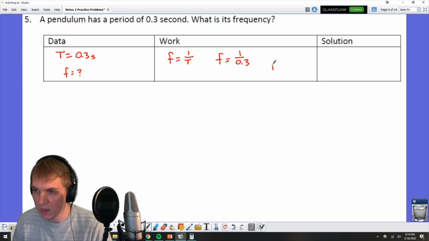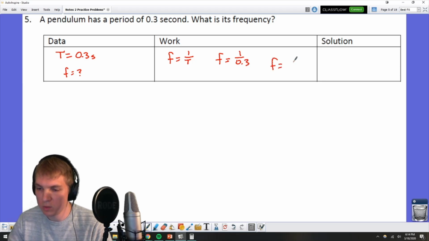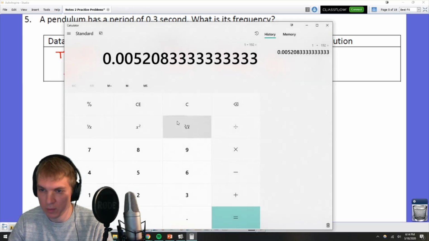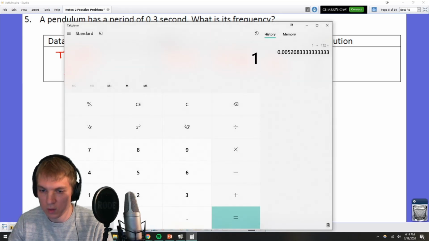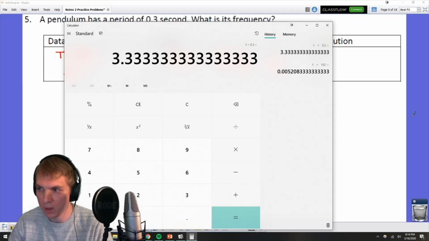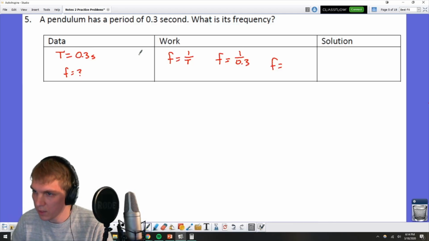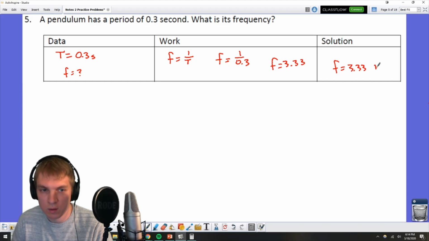Frequency is equal to 1 over 0.3. So frequency at that point is going to equal, just to double check my math, I don't want to be wrong in front of everyone, 1 divided by 0.3. Yep. It's 3.33 repeating, or we could just write that here in the solution. Frequency equals 3.33, the unit of course being hertz.